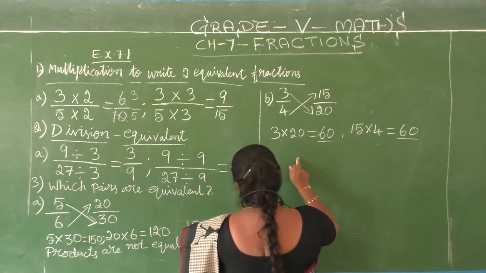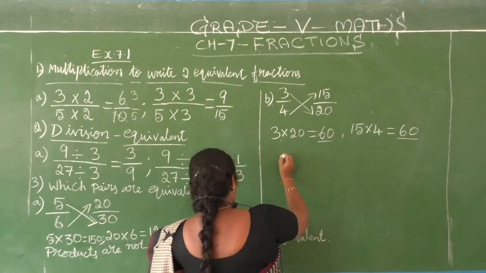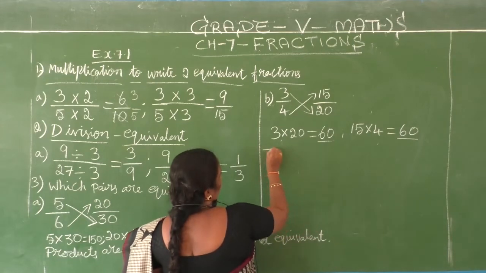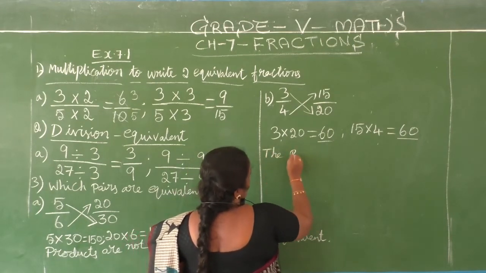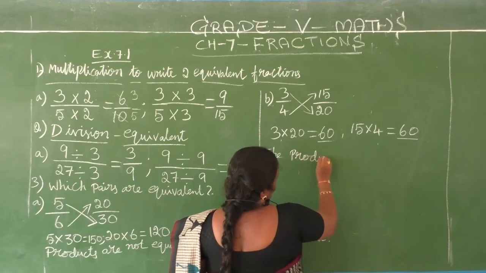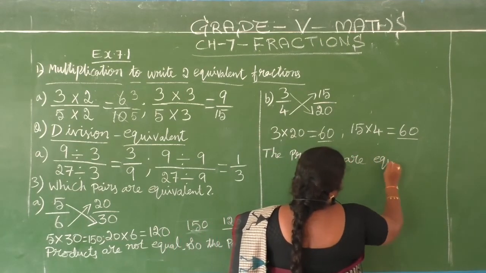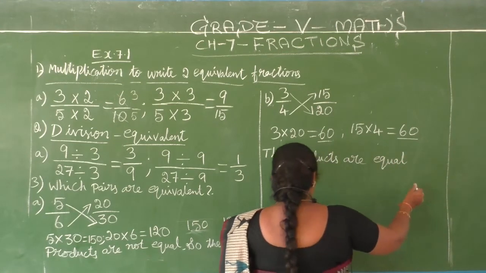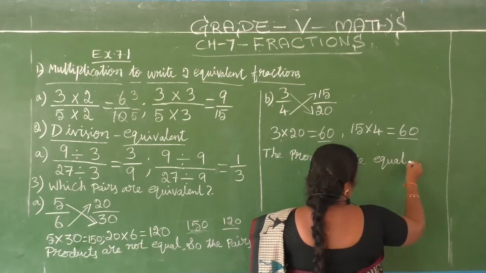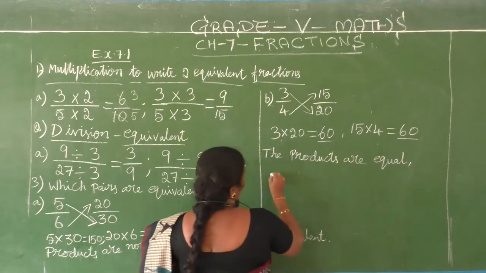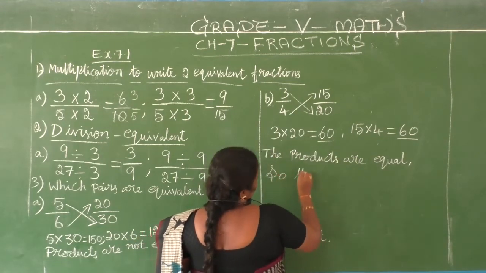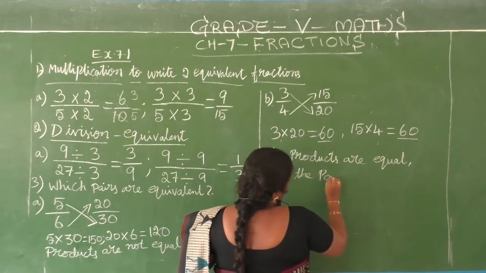Okay, the products are equal. Products are equal, so the fractions are equivalent. The pairs are equivalent.